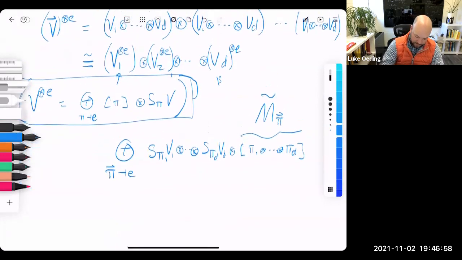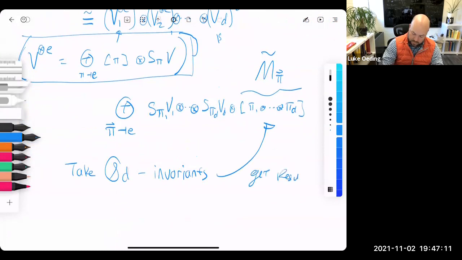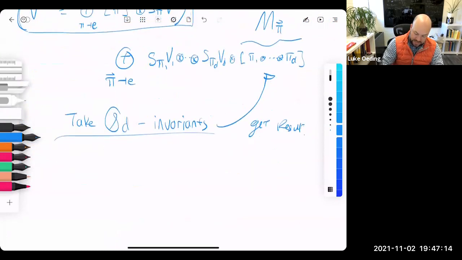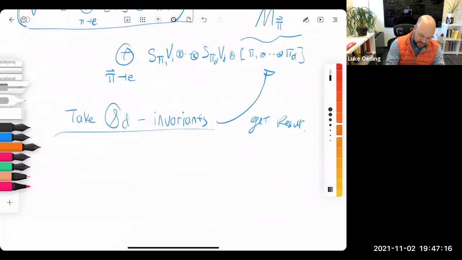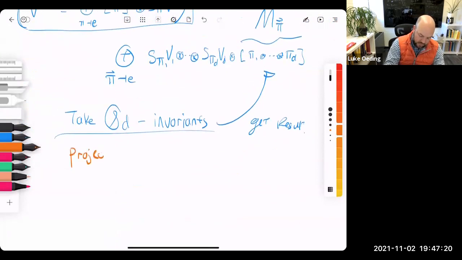So take SD invariance here, and we get the result. But I could say this in a slightly different way. I could project onto the symmetric part. And that would do the same thing.